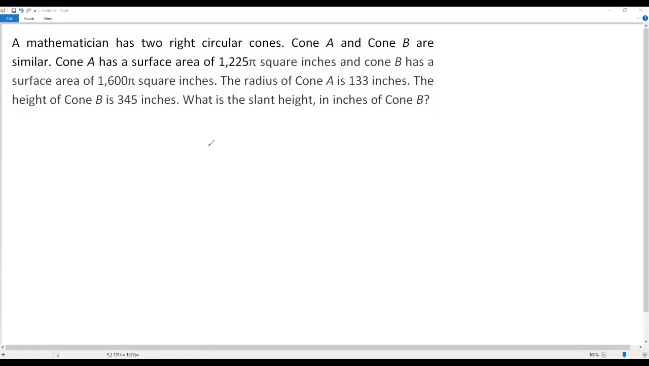Here we have a SAT math problem. Okay, let's go to the question. A mathematician has two right circular cones. Cone A and cone B are similar.